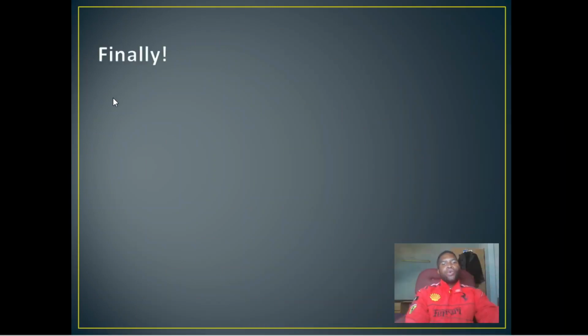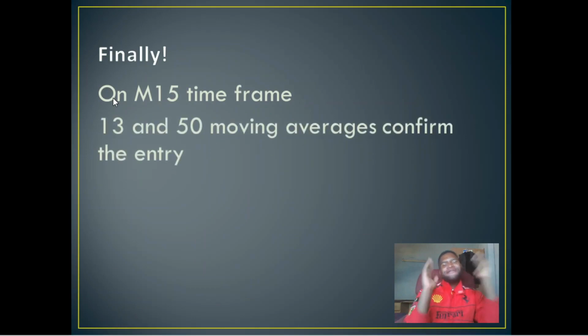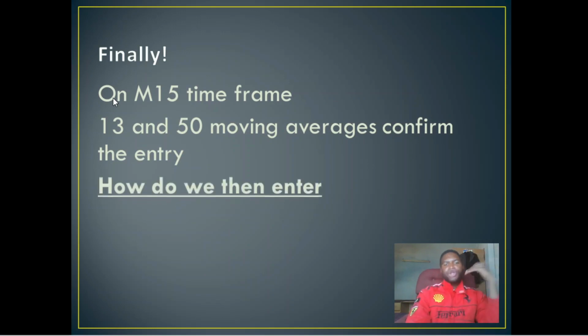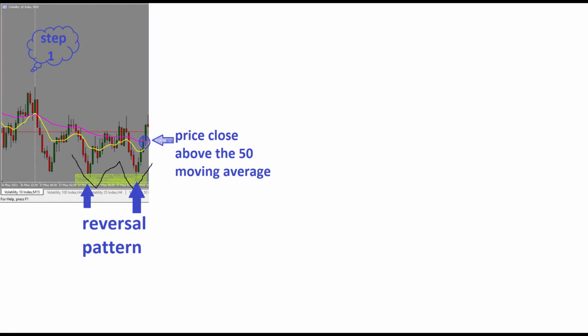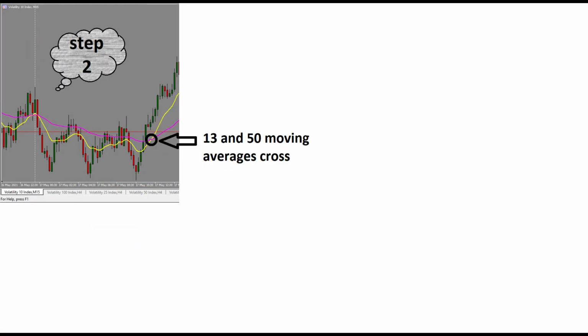Now, finally, when we go on to our M15 time frame, we are going to use the 13 and 50 moving averages to confirm our entries. But if you are to ask how exactly we are going to enter, we are going to use the moving average crossover entry technique, and it is implemented in just 6 easy steps. Step 1. Price reverses away from this double bottom pattern and closes above the 50 moving average. Step 2, the 13 and the 50 moving averages cross.